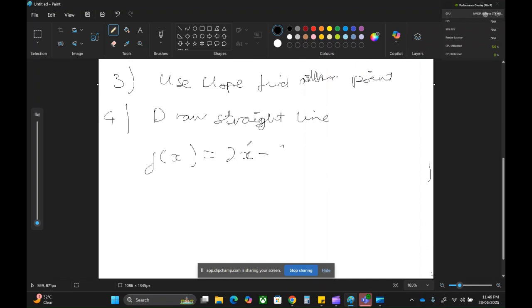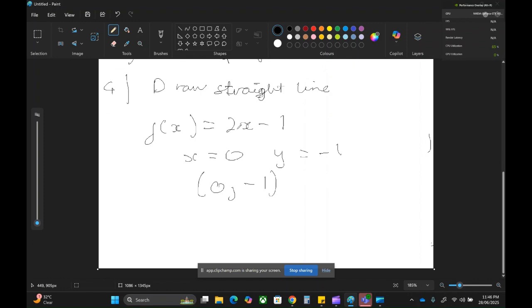So 2x minus 1, let's take this example. Immediately you can tell over here, as soon as you plug in x is equal to 0 to find the y-intercept, you get y is equal to negative 1, so you find your y-intercept: 0, comma minus 1. Then you find your slope over here, which is 2, so you just do rise over run, up 2, right 1.